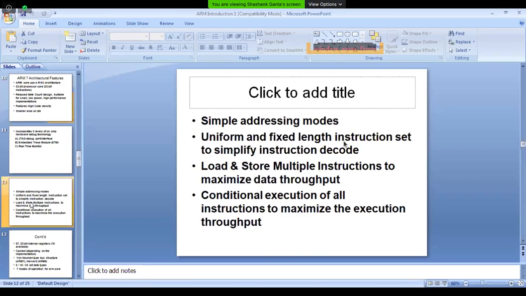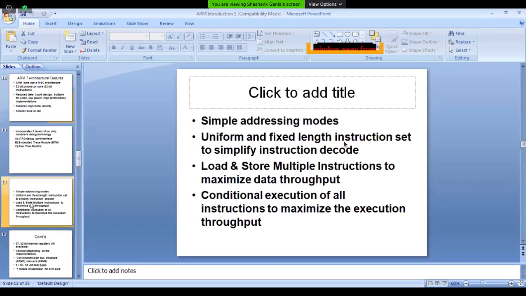So load operations imply bringing data from memory into a register to be operated upon, and store implies that after the operation is complete, we can put the content of the register back into the memory location. So this is called load store.